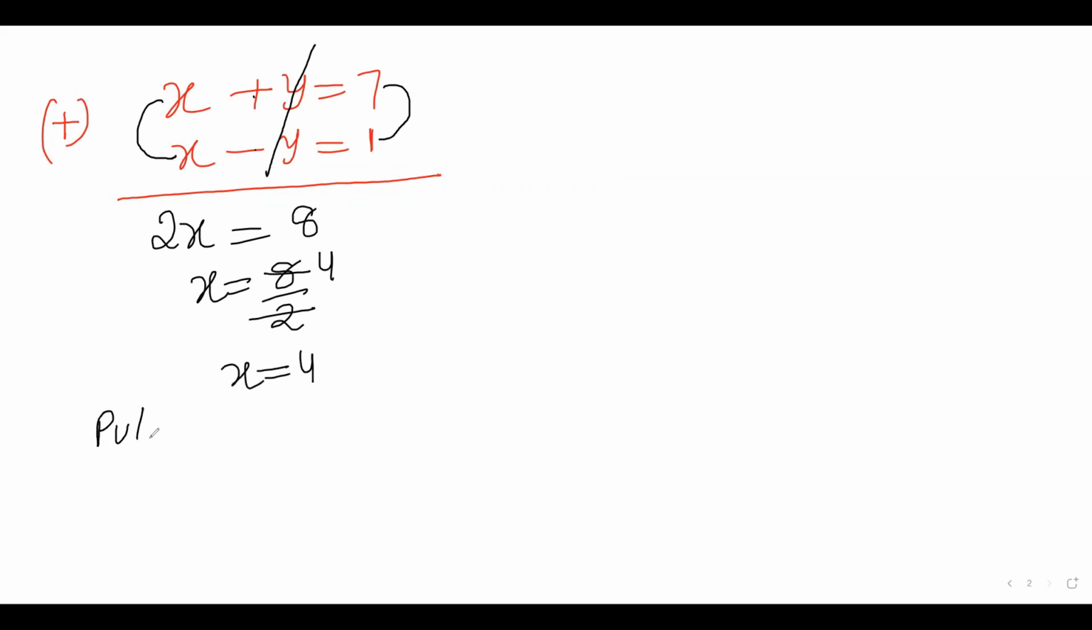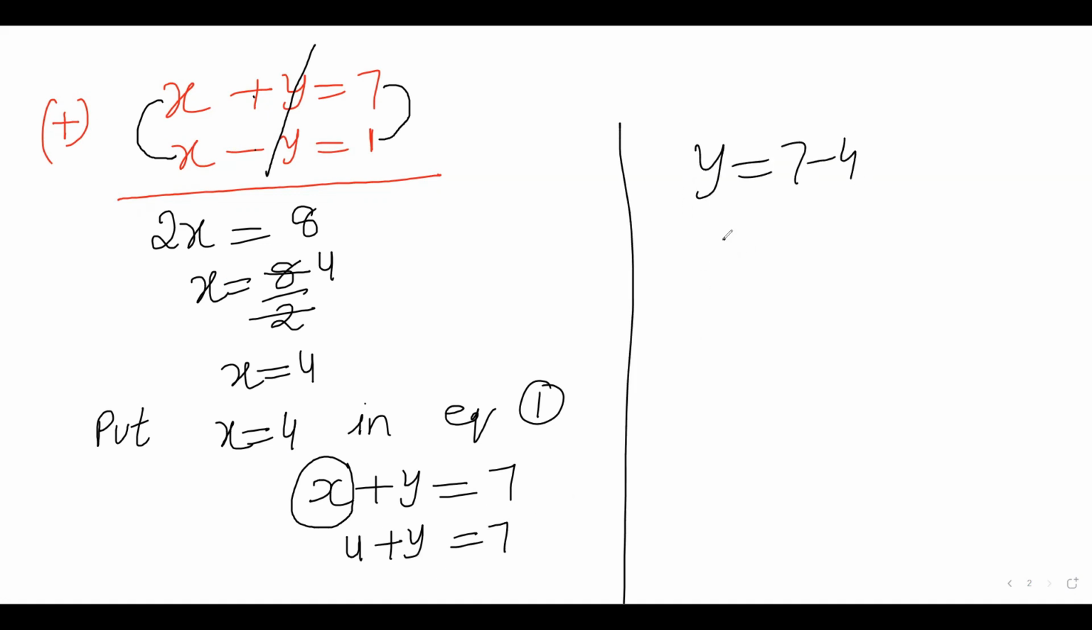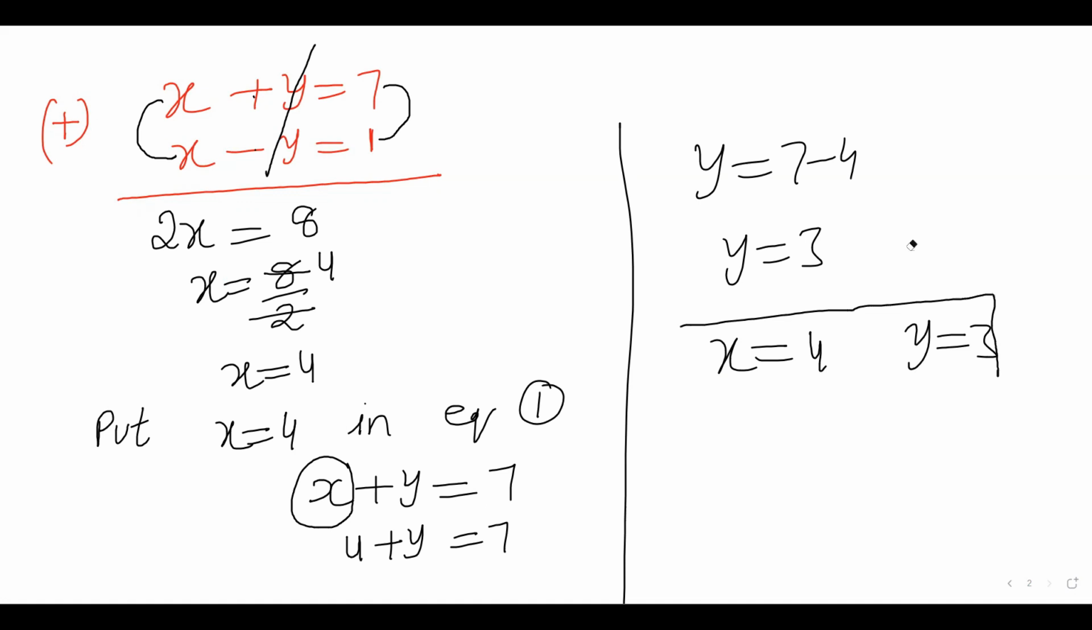Put x is equal to 4 in equation 1. What is equation 1? x plus y is equal to 7. So we are going to replace this x value with 4. 4 plus y is equal to 7. Transpose 4, you will get y is equal to 7 minus 4, y is equal to 3. So your final answer is x is equal to 4, y is equal to 3. Solve means finding x and y values. Got it?